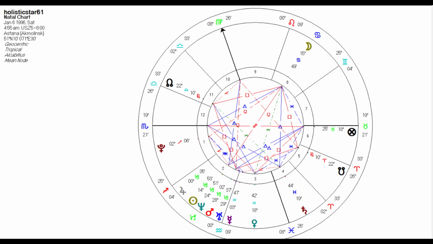Then we also call this pushing nature the classic reception, right? So when planet A is in the sign of planet B and applying to planet B, that's a classic reception, otherwise known as pushing nature. When planet A is in its own sign and applying to any planet, that is pushing power.